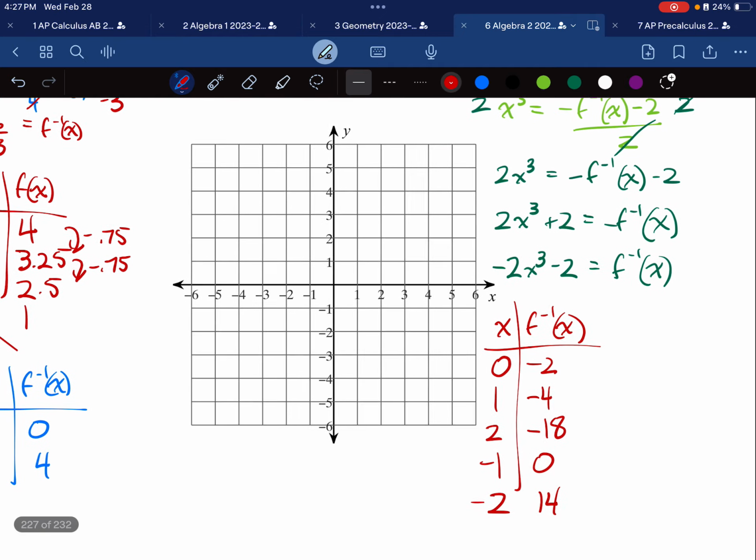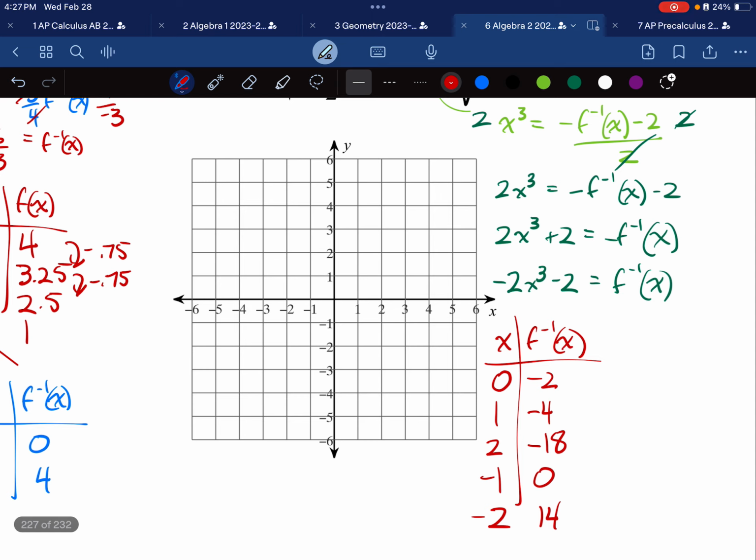0, negative 2, let's graph. 0, negative 2, it's right there. 1, negative 4, and negative 1, 0. So it's going to be a graph that goes... not my best graph, but it's going to look something like that.